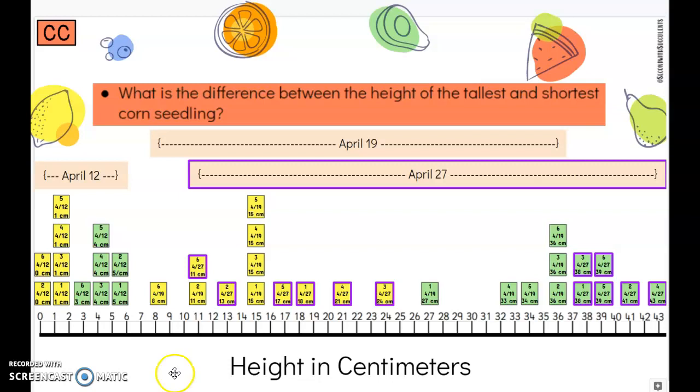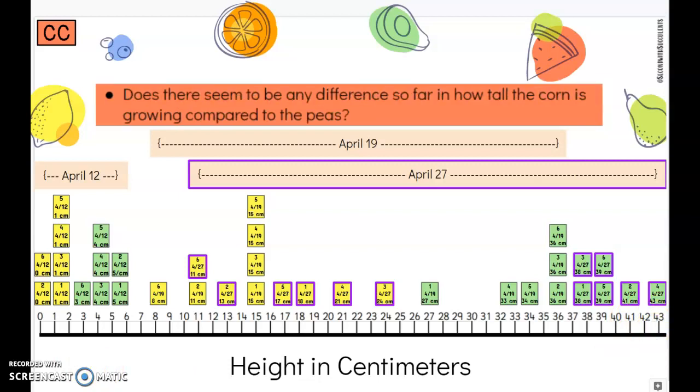How about the difference in the height of the tallest and the shortest pea seedling? What's the difference there? Just the ones in purple. Show a connection if you're thinking 5 centimeters. Good thinking. You may have known that in a few different ways too. You could have used that number line trick and counted up from 38 to 43. Or maybe you knew it in your head.